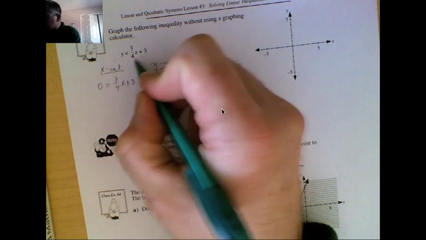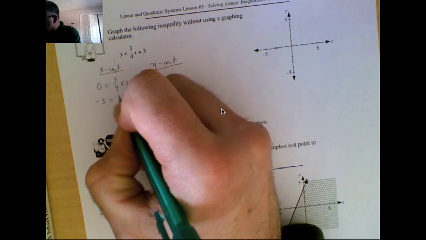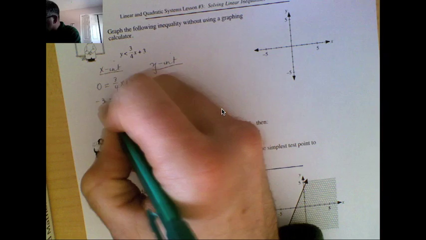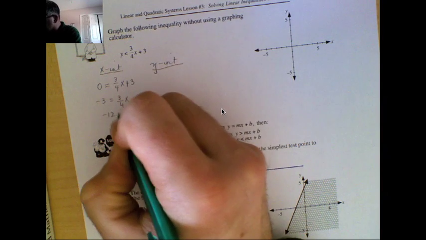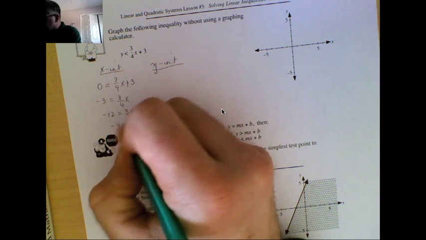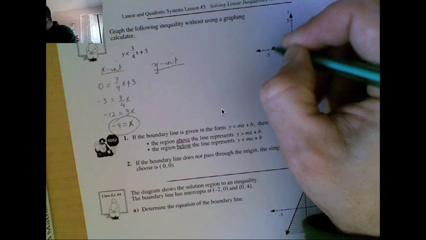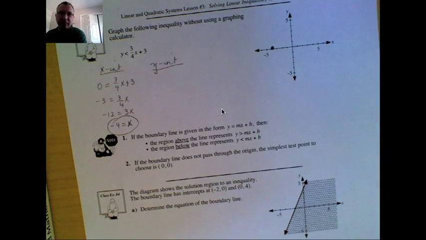So that gives us 3/4 x plus 3. I'm going to subtract 3 and get negative 3 equals 3/4 x. I'm going to multiply by 4 to get negative 12 equals 3x, and divide by 3, and I get negative 4 to be my x-intercept. So my x-intercept's right here at negative 4.